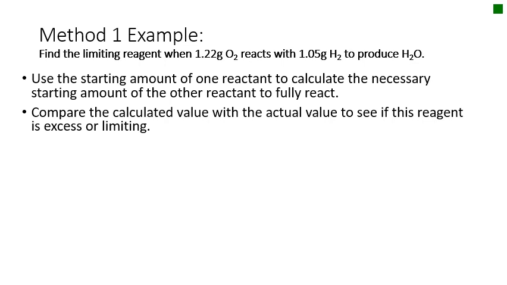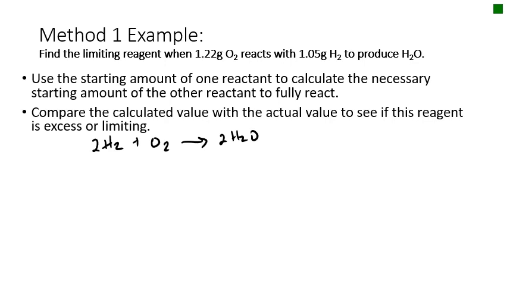So the first step in any type of stoichiometry problem is to get our balanced equation set up. So for this reaction between hydrogen and oxygen to produce water, I will have the following balanced equation: 2H2 plus O2 forms 2H2O. Now, for this method, the first thing that we can do is choose one or the other reactant. It does not matter which one, so I'm going to arbitrarily choose the hydrogen for this.